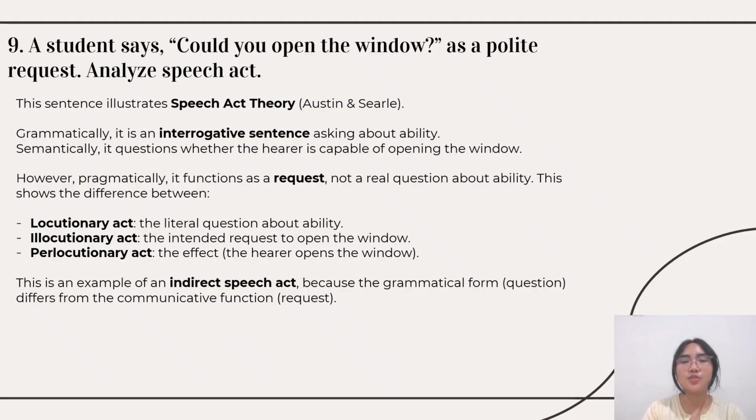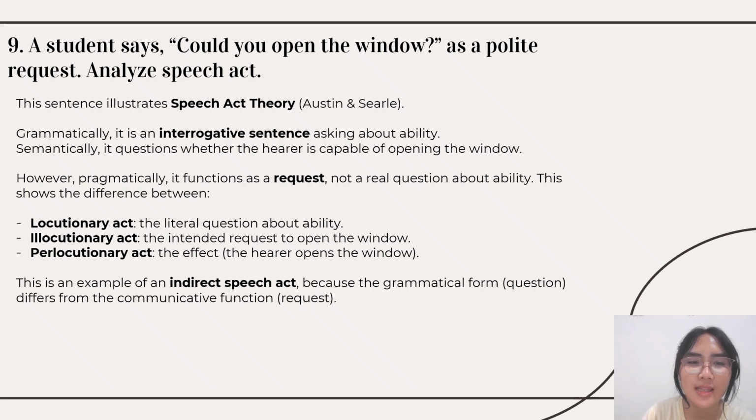The next is: a student says, "Could you open the window?" as a polite request. Analyze the speech act. This sentence illustrates speech act theory from Austin and Searle. Grammatically, it is an interrogative sentence asking about ability. Semantically, it questions whether the hearer is capable of opening the window. However, pragmatically, it functions as a request, not a real question about ability.